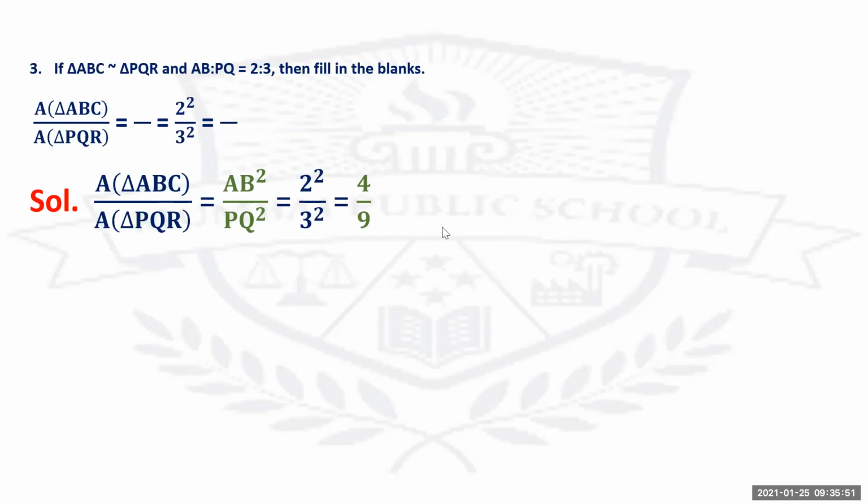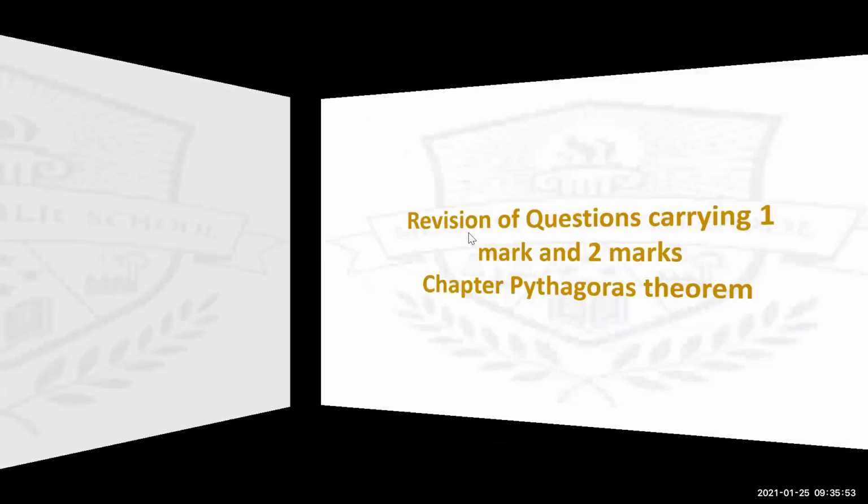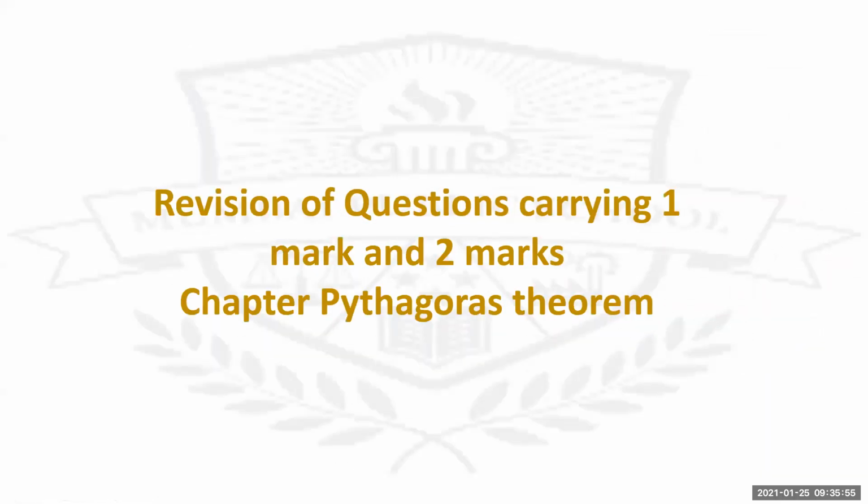Okay. Now any doubts in this? Because we are going to start with the revision of questions carrying 1 mark and 2 marks from the chapter Pythagoras Theorem. These were the types of questions of 1 and 2 marks from chapter number 1, Similarity. Now we'll move to chapter number 2, Pythagoras Theorem. Students, are you having any doubts in this? You all can ask me before starting with the next chapter.